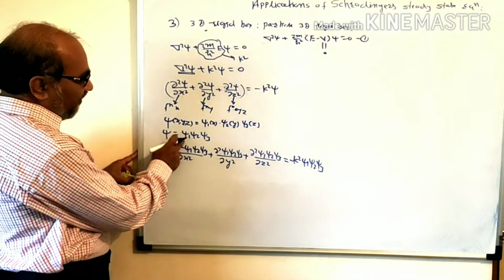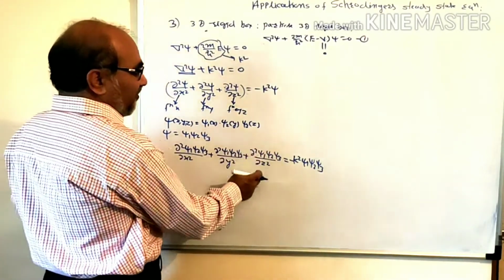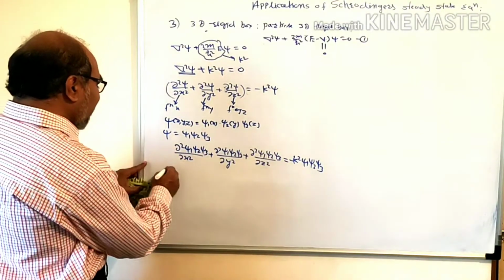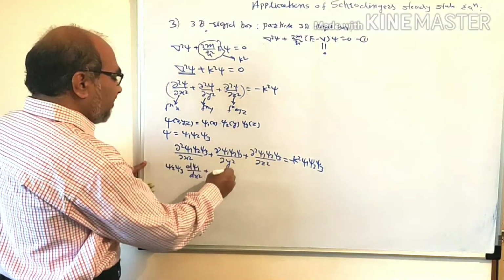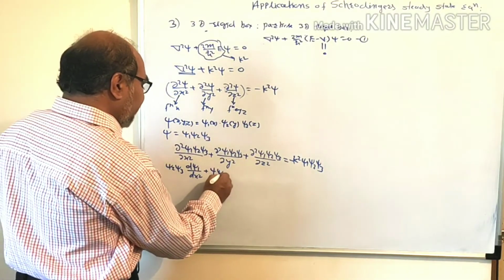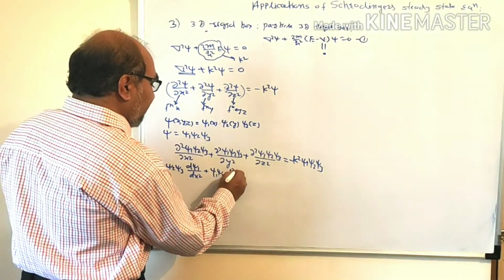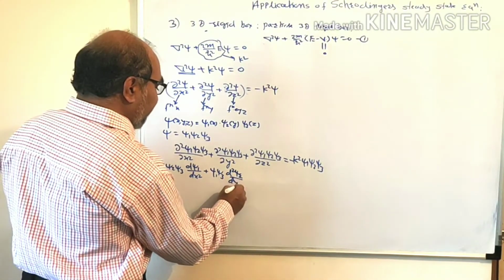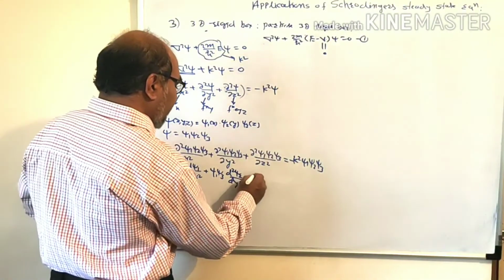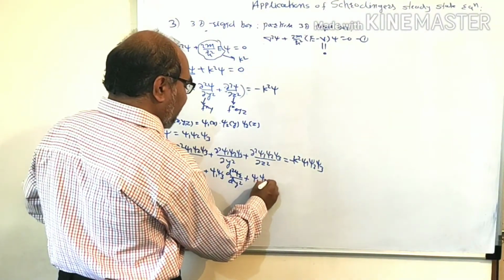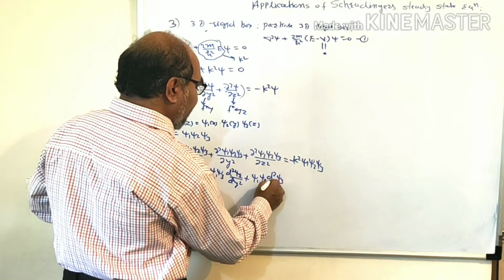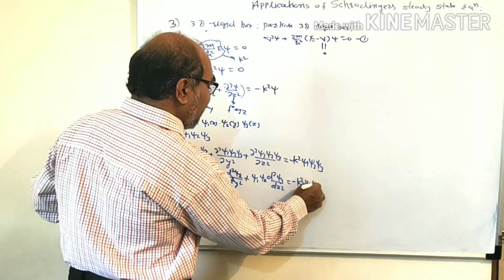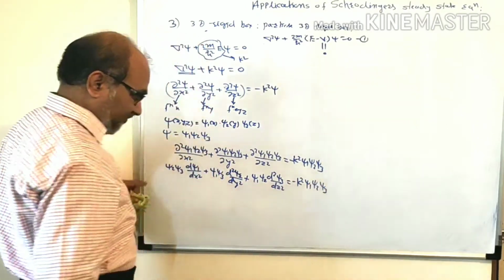Differentiating, psi 1 is only a function of x, psi 2 is a function of y, psi 3 is a function of z. Therefore, psi 2 psi 3 is a constant for the first term, giving psi 2 psi 3 ∂²psi 1/∂x² plus psi 1 psi 3 ∂²psi 2/∂y² plus psi 1 psi 2 ∂²psi 3/∂z² minus k² psi 1 psi 2 psi 3 as it is.